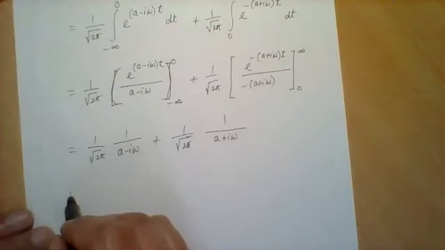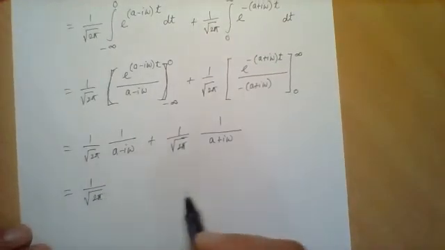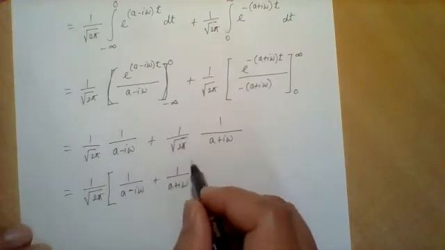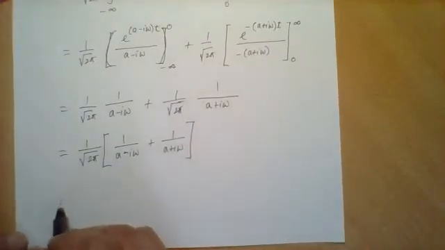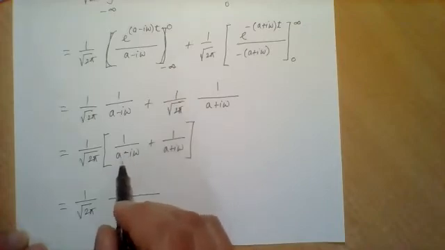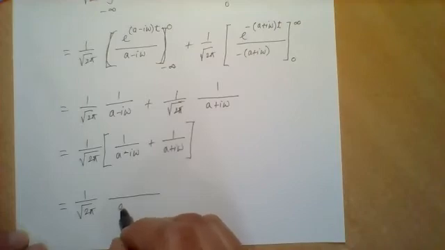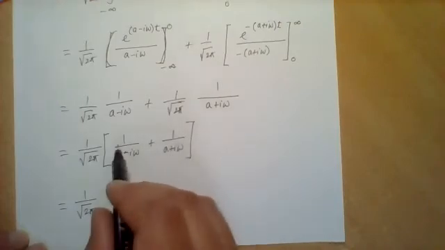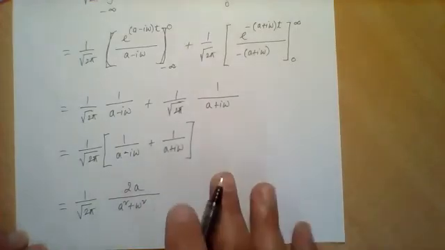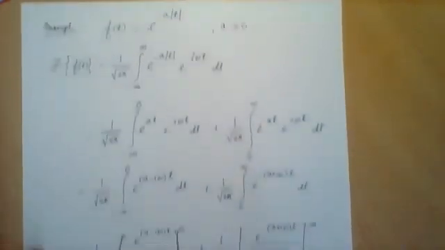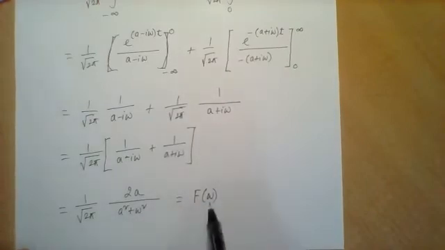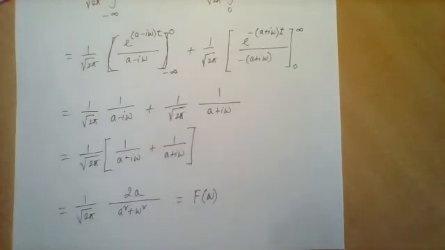Now if I take 1 by root 2 pi common, I should get 1 by a minus i omega plus 1 by a plus i omega. If I combine these two, the denominator becomes a minus i omega whole into a plus i omega, which is simply a square plus omega square. And in the numerator we have a plus i omega plus a minus i omega, that means twice a. So this is the Fourier transform of the given function e to the power minus a modulus of t. We can call this capital F of omega, a function of omega. Now let us look at another example.